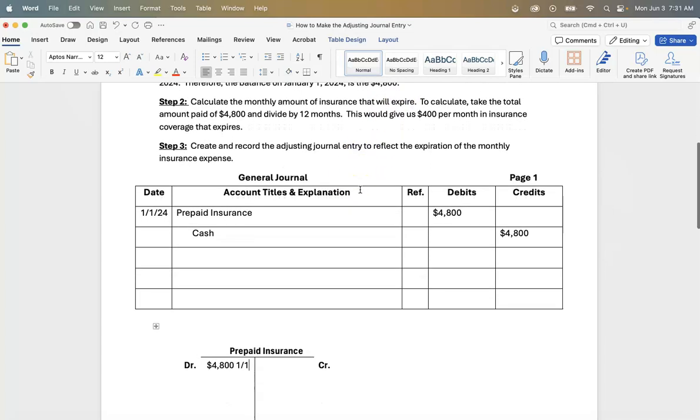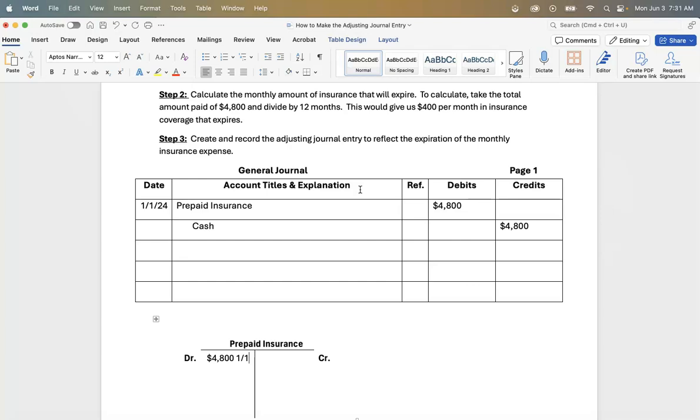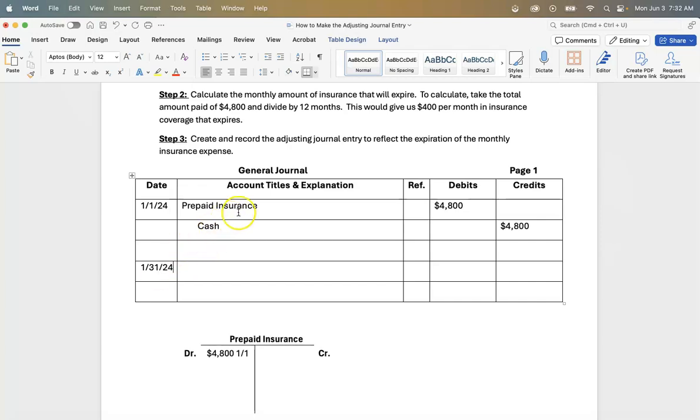For step 2, calculate the monthly amount of insurance that will expire. It's for a 12-month period, so we take the total $4,800 and divide it by 12 to get our monthly insurance amount, and that is $400 per month. At the end of every month, we'll need to make an adjusting journal entry to adjust that account to the correct amount. Prepaid insurance will need to show that part of that coverage has expired. And as we said, that's going to be a $400 per month insurance adjustment.